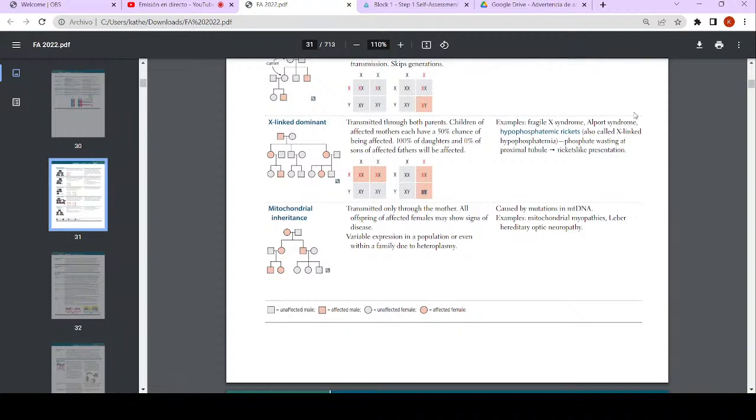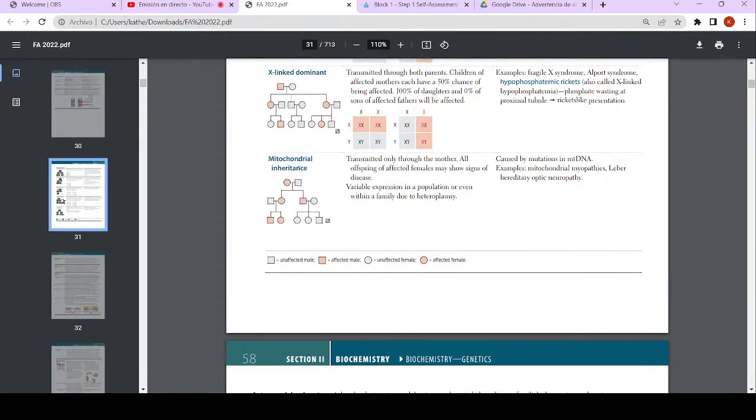Fragile X, Alport syndrome, hypophosphatemic rickets, also called X-linked hypophosphatemia. Rickets-like presentation. Here it's a problem of phosphate wasting in the proximal tubule. They ask you about this. Mitochondrial inheritance, they ask you about this too: only through the mom, because the mom is the one that passes the mitochondria to the offspring.